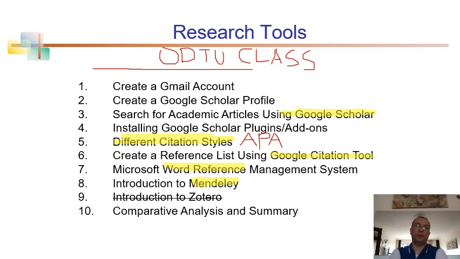Now, let me give you an idea. Google Scholar is something like walking or using public transportation. The word reference system is like using a manual transmission car. Mendeley is like using an automatic transmission car. So obviously the most professional one is this one, but if it is too complicated for you, you can use the word referencing system, or simply you can use Google Scholar, copy paste.